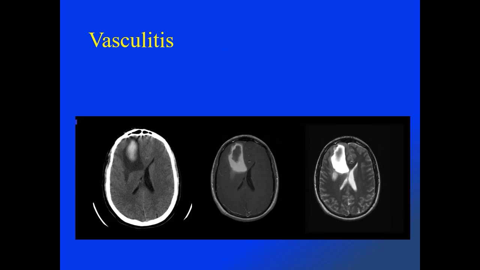This is a patient who presents with the right frontal lobe parenchymal hematoma with varying ages of the hematoma component on the MRI images, surrounded by areas of edema. And this is due to an underlying vasculitis, which resulted in development of a parenchymal hematoma.